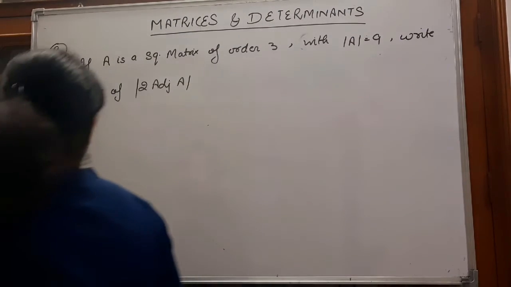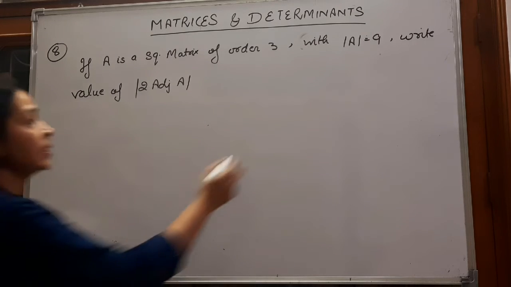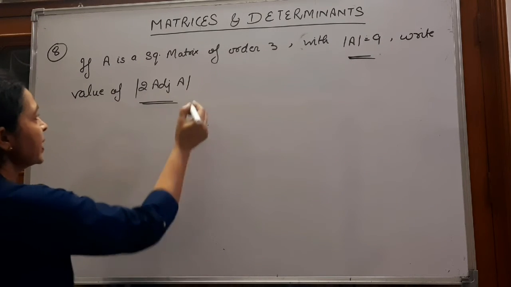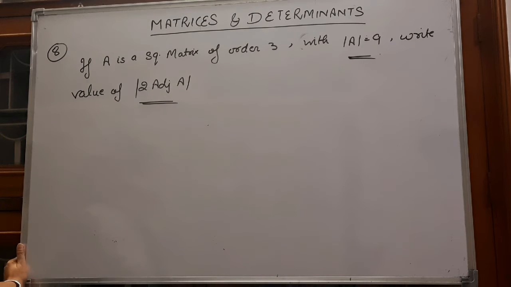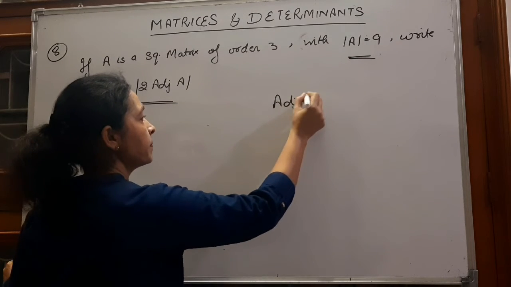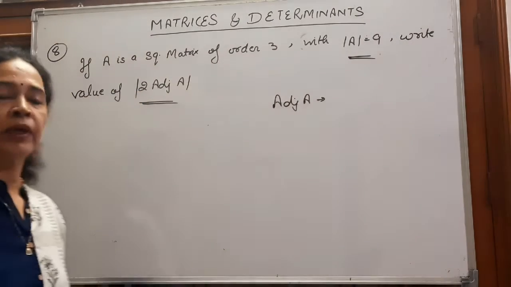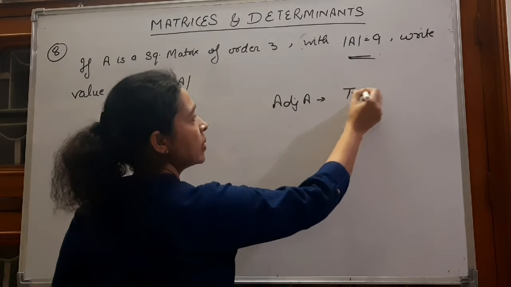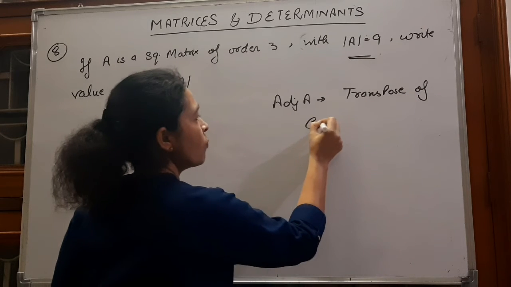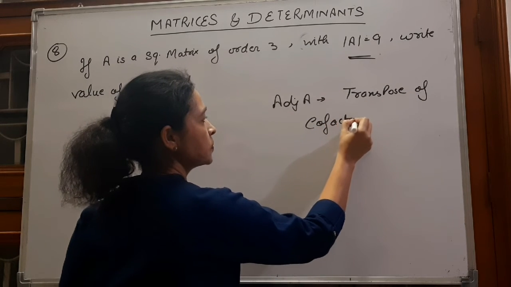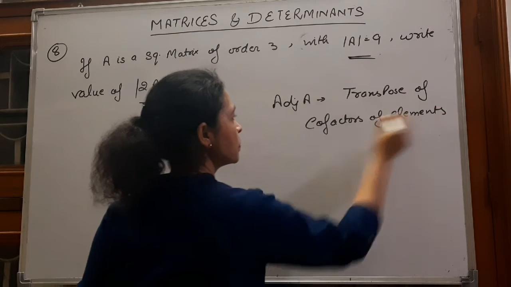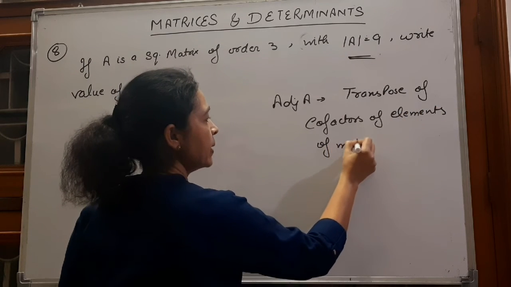If A is a square matrix of order 3 and the determinant of A is given as 9, we have to find the determinant of 2 times adjoint A. Children, what is adjoint A? Adjoint A is the transpose of cofactors of elements of matrix A.